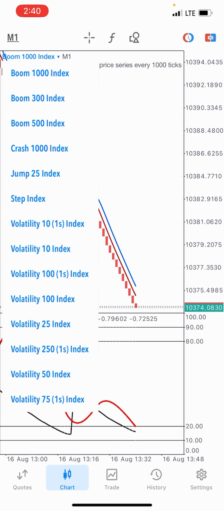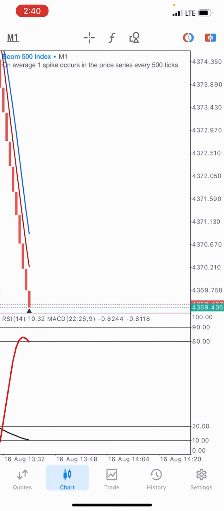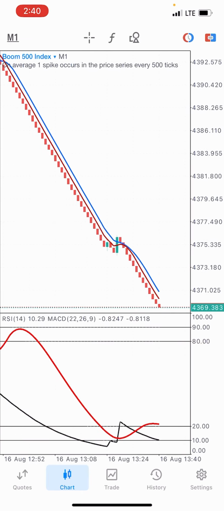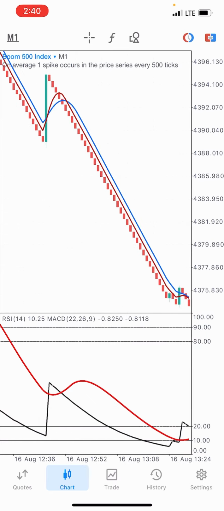So this strategy, like I said, you use it to catch spikes, all right? So let's check, since there's no setup here, let's see. B500, okay.